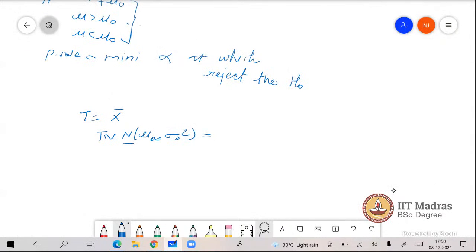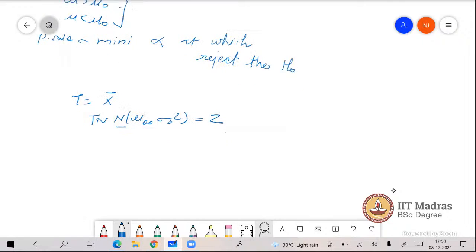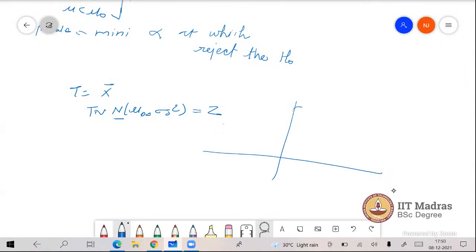So let's say this is your Z. You can always convert this into Z. So once you have converted into Z, hello, hello. You are not audible. Is it breaking from my side or from your side? No, sir, from Pras's side.